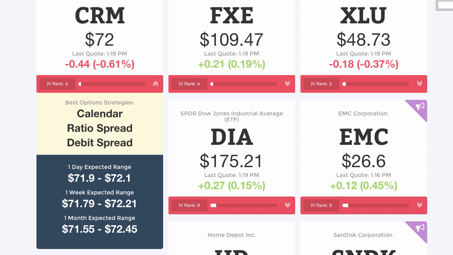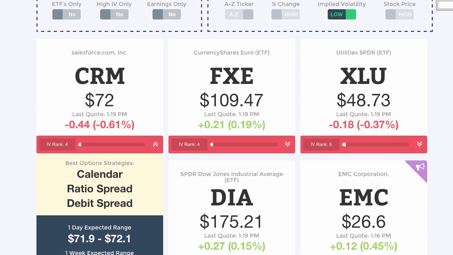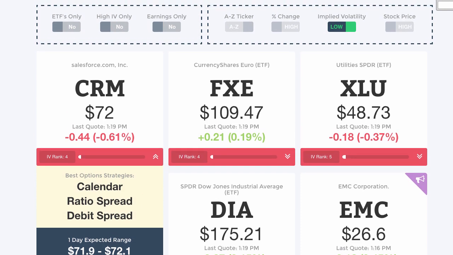And again, it gives you suggestions on the best strategies to use: calendars, ratio spreads, and debit spreads in the case of CRM, which is Salesforce. So I think the ability to choose a strategy is not necessarily that big of a deal once you understand that you have to be on the right side of volatility.